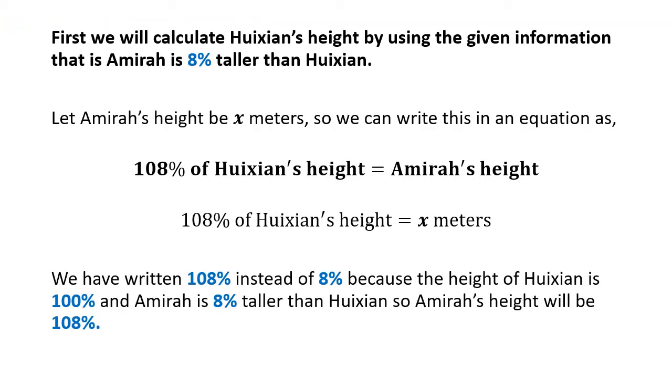First we will calculate Huixian's height by using the given information, that is Amara is 8% taller than Huixian. Let Amara's height be x meters, so we can write this in an equation as 108% of Huixian's height equals Amara's height, that is x meters. We have written 108% instead of 8% because the height of Huixian is 100% and Amara is 8% taller than Huixian, so Amara's height will be 108%.